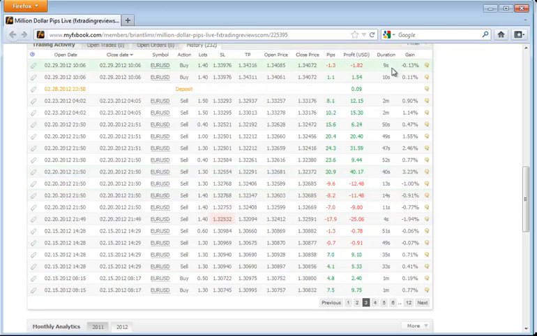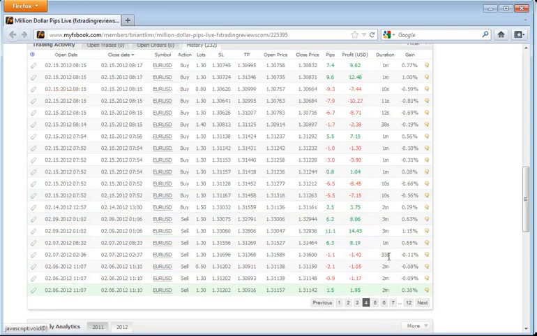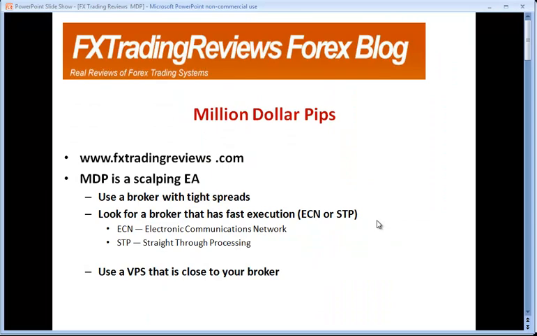And if we just continue to page through here, I'll show you some more potential results. A minute, up to 1 minute. There's the 3 minutes right there. Very quick in and out of the market, and so that's the reason why we have to have these requirements and make sure there's no delay in this EA as far as processing orders.